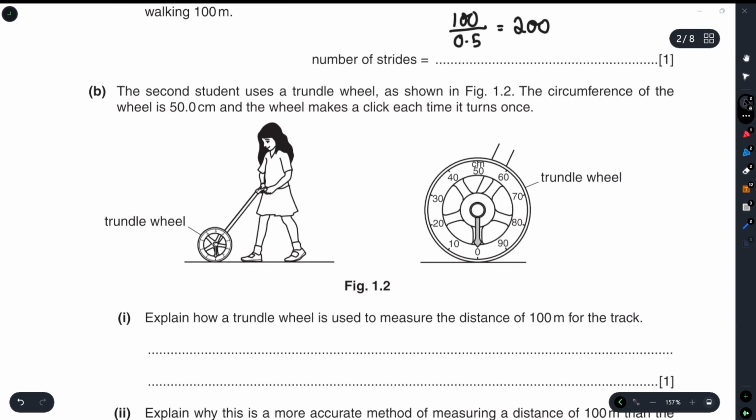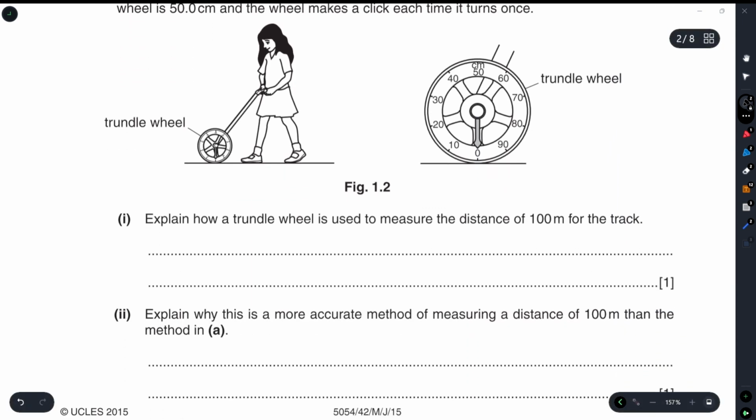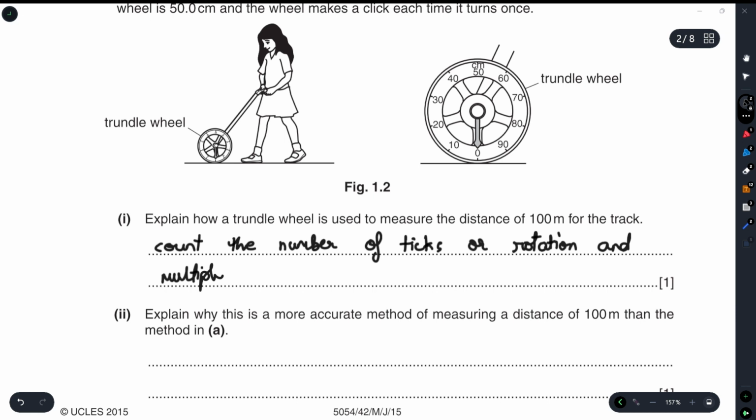The student uses a trundle wheel. Explain how a trundle wheel is used to measure the distance. So we essentially measure or count the number of ticks or rotations and multiply with the circumference.